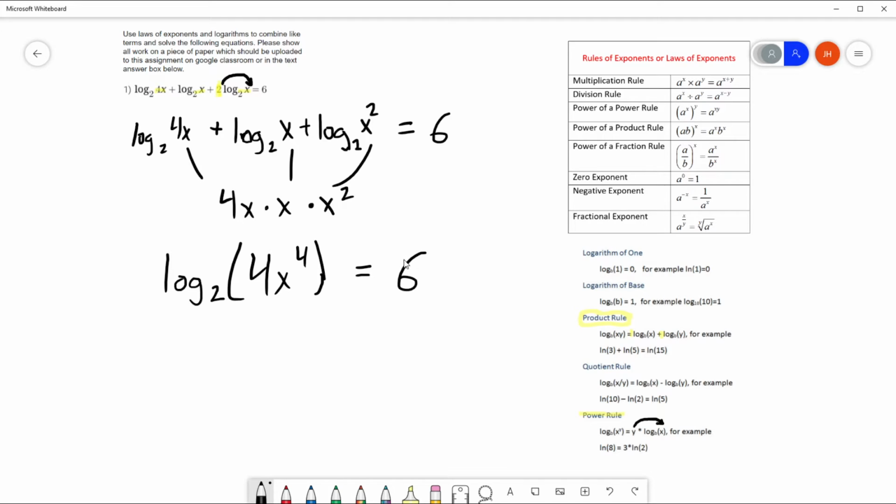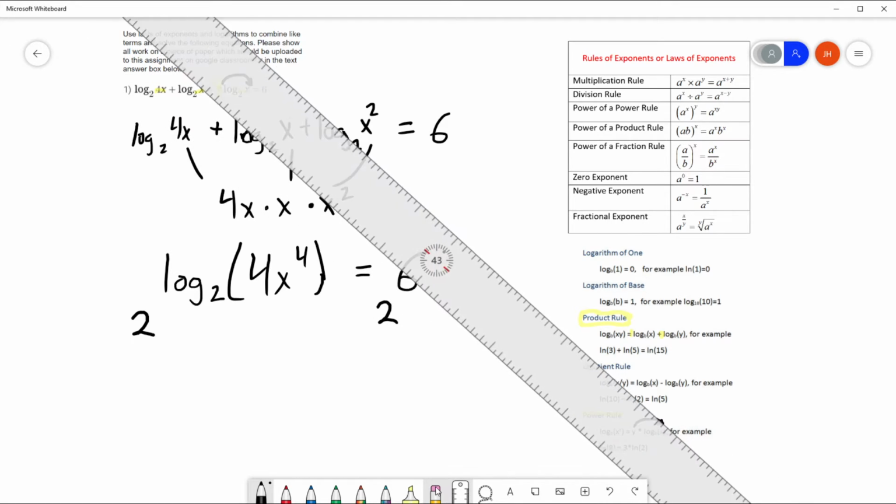Now, to undo a logarithm when you're solving equations, what you've got to do is take both sides of the equation and raise them with the base. So I'm going to rewrite this equation as 2 to the power of what I had. And that should equal 2 to the power of 6.